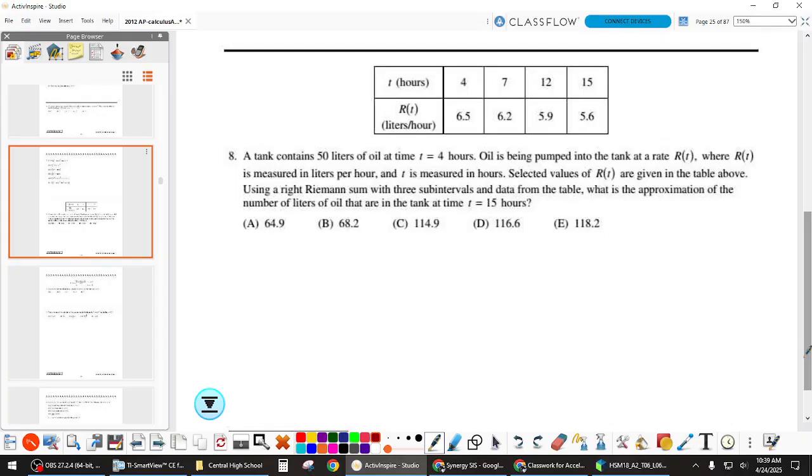So this one, well, let's actually review the Riemann sums a little bit. I'm going to call it V just for volume. Okay, so right Riemann sum, what is that going to look like? Remember, it's width times height. It's going to be 7 minus 4 times 6.2. Good. And then 12 minus 7 times 5.9.